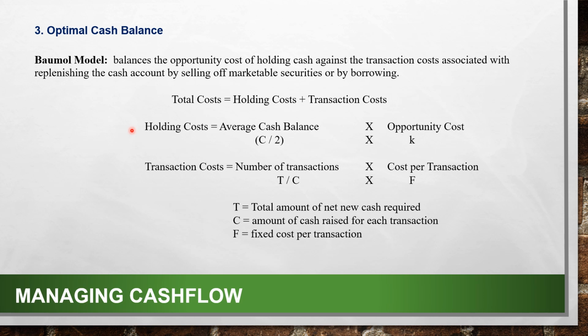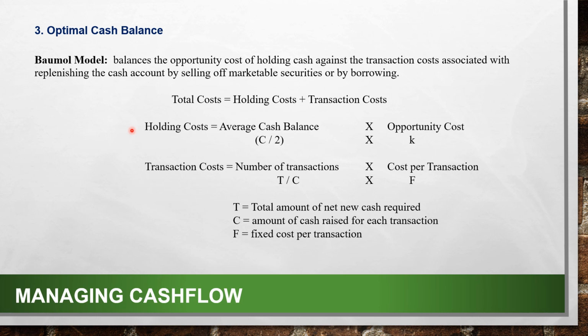So the Baumol model balances the opportunity cost of holding cash against the transaction cost associated with replenishing the cash account. So we have the holding cost plus transaction cost makes up the total cost. Holding cost can be derived by the average cash balance multiplied by opportunity cost. How do we get the average cash balance? The average cash balance is the amount of cash raised for each transaction divided by 2.